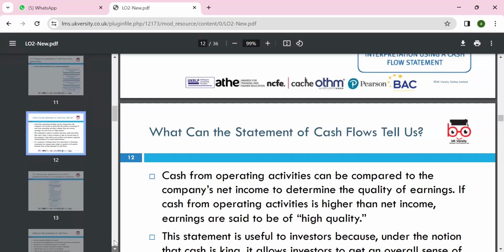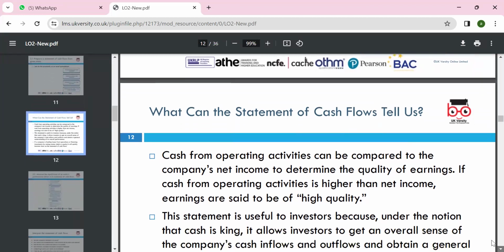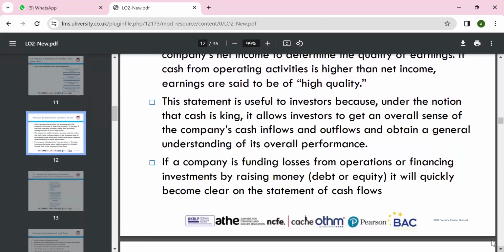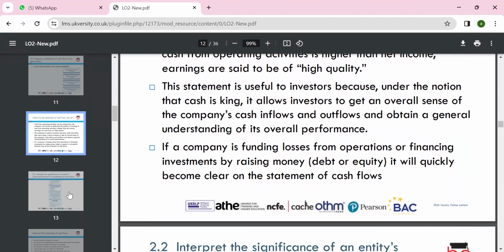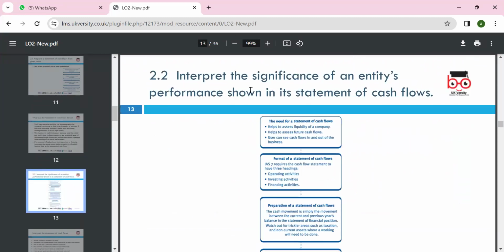Okay, so what is the cash flow? It tells us the cash flow from operating activities, so we can compare this year with last year, make a lot of decisions, and make adjustments accordingly, and that is very useful. Then we have 2.2, interpret the significant entity performance. Performance we can look at under operating, financing and investing: what happened last year and this year.